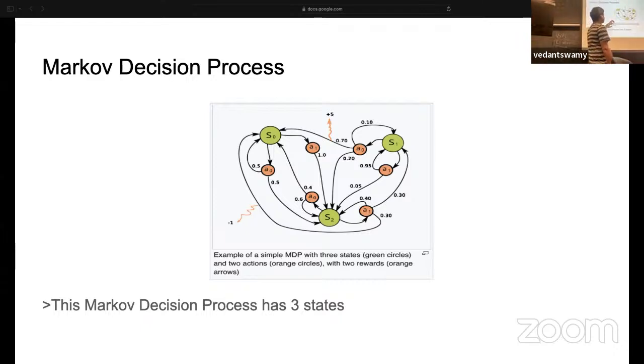The reward in this case is the -1 and the +5. Plus denotes a reward which is more favorable compared to a -1, which is less favorable. The fractions in this case denote the probability, which would denote how probable it is to take the following action. And yeah, this helps you visualize what exactly a Markov decision process is in this case.